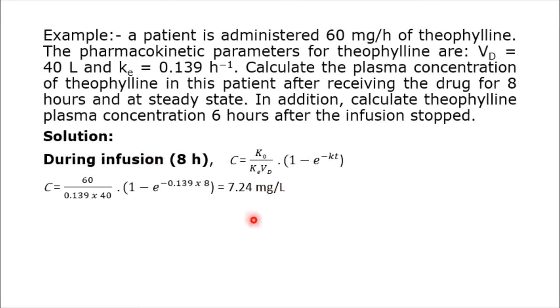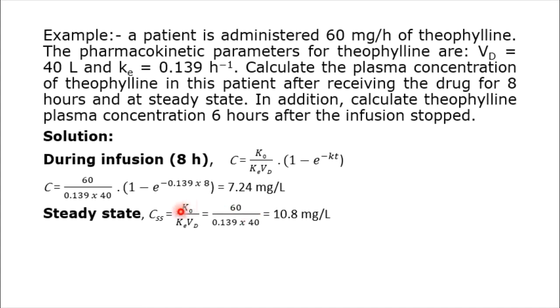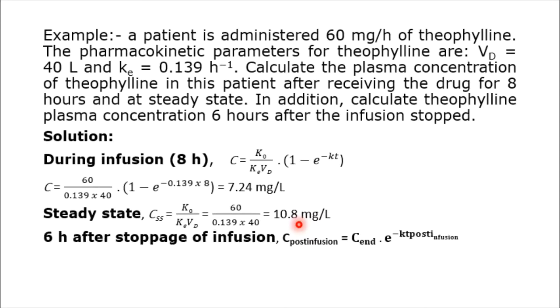For the steady state, we can just divide the infusion rate, which is 60 milligram per hour, over the elimination rate constant multiplied by volume of distribution, and we got a plasma concentration at a steady state, which is equal to 10.8 milligram per liter. Then, to calculate the plasma concentration 6 hours after the infusion being stopped.